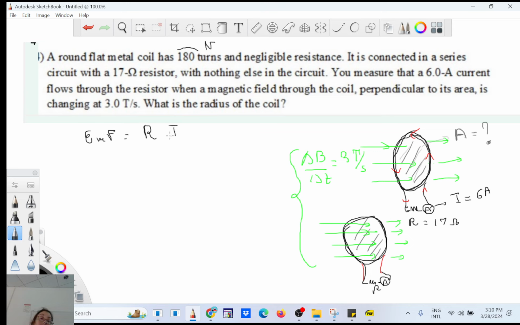Very good. So we use Ohm's law. Because the number of field lines poking through is increasing with time, you're going to induce a current. The current induced is going to flow through the resistor, I, here. So you can find the EMF this way. So EMF equals 17 times 6, so 102 volt. It's a big EMF.